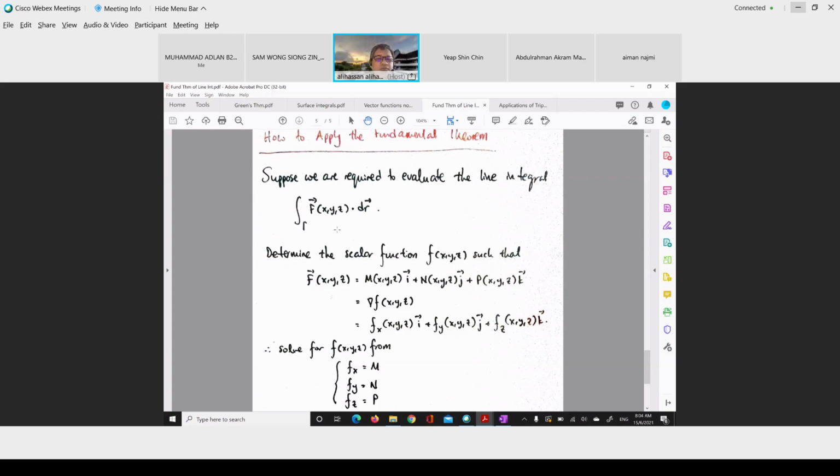If the vector field F = Mi + Nj + Pk is conservative, what is the set of three equations? Can anybody tell me?